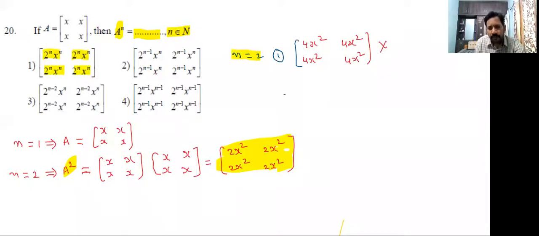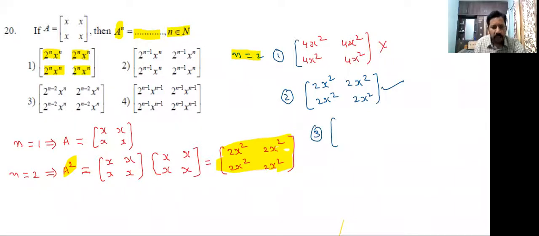Verify the second option. In place of n, substitute 2. So here you get 2x square, 2x square, 2x square, 2x square. Yes, it is correct. Don't mark the answer yet. Verify the remaining also. Third option: if n is equal to 2, 2 power 2 minus 2. Substitute n is equal to 2. Then what happened? You will get only x square, x square, x square, x square. So this is also wrong.